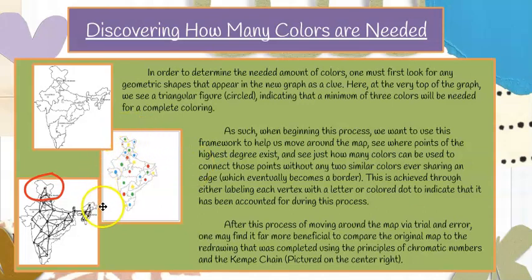So for our example, rather than writing a bunch of individual letters like B for blue and Y for yellow, we instead decided to just do the contiguous states and make it a little bit easier and more visually appealing by utilizing dots. So after the process of moving around the map via trial and error, one might find it far more beneficial to compare the original map with the redrawing that was completed using the principles of chromatic numbers and the Kempe chain. So like I just mentioned, this image right here indicates this. Chromatic number, as we have discussed in class before, simply talks about the ways in which we understand how faces can have individual colored values and no two borders touching. So very similar to map coloring here.